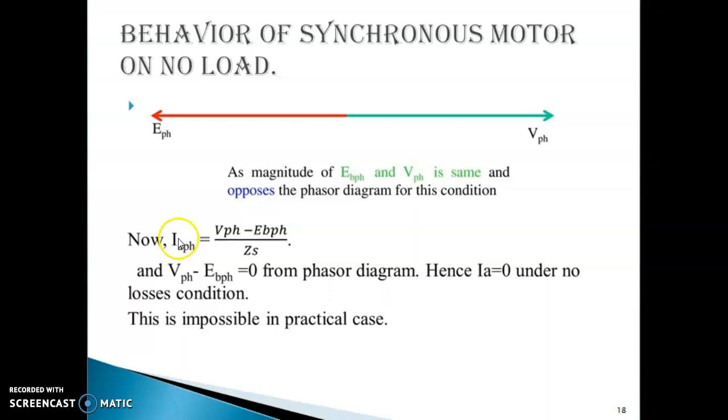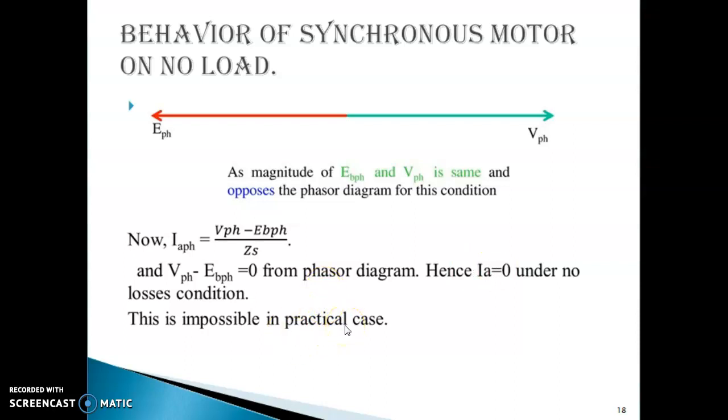Then we know the value of IAPH. IAPH is equal to VPH minus EBPH upon ZS. As VPH and EBPH are the same, their difference is 0. So VPH minus EBPH is 0. If you put this value in this equation, you will get IAPH or IA, the current drawn by the armature, also 0 under no losses and no load condition. But this thing is impossible. Okay, the current cannot be 0. The current drawn by the motor cannot be equal to 0. So this case is not practically possible.